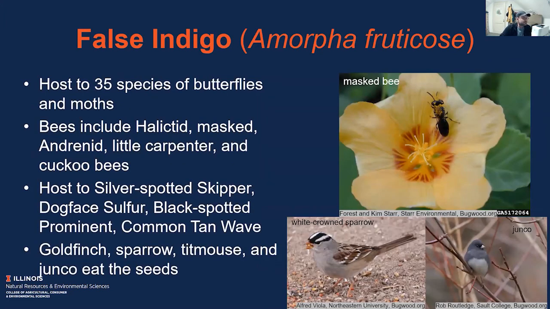So the indigo bush, or false indigo, is host to 35 species of butterflies and moths. I have an image here, the masked bee, one of the native bees that'll make use of it. It's also host to the silver-spotted skipper, dog-faced sulfur, black-spotted prominent, common tan wave, and a number of birds will make use of the seeds. Goldfinch, sparrow, titmice, and juncos.